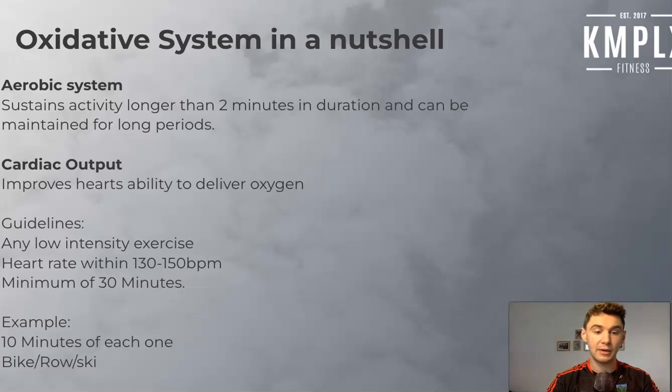But anyway, to move on. The example here is just 10 minutes of each one: bike, row, ski. Or you could do 5 minutes of each one for 2 rounds, bike, row, ski. Again, the goal is simple. Understand that you're trying to keep it around 130 to 150 beats per minute. A side note on that: rowing and running are the hardest to keep the heart rate down. You have to go ridiculously slow, whereas the bike and ski are a little bit easier. So just note that for yourself.